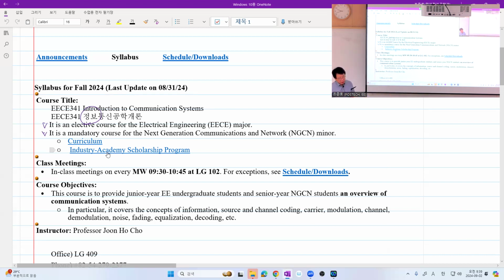Got it? So this course is a mandatory course. It's a kind of strange thing, but it is a mandatory selective course for electrical engineering. And this is also an elective course for the next generation communications and network minor. Minor means 부전공, major means 주전공. And if you double major, that is 복수전공 in Korean, okay?